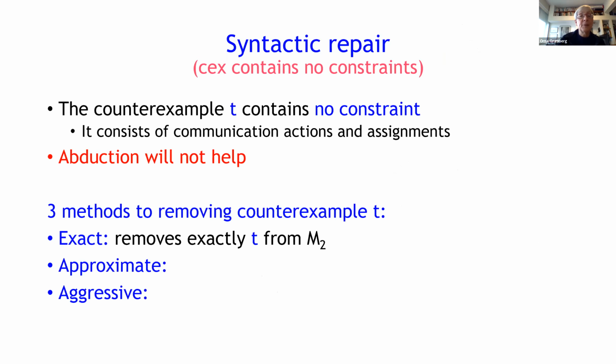Another type of repairs are syntactic. Again, we got a counterexample and we want to get rid of it. If it contains no constraint, then adding a constraint to it will not eliminate this counterexample, and therefore abduction will not help. So in that case, we either remove exactly this counterexample by means of automata, or we have two kinds of approximation that I will not get into.